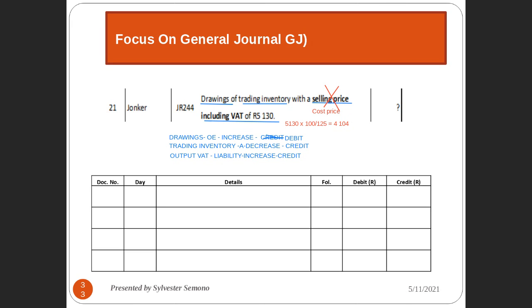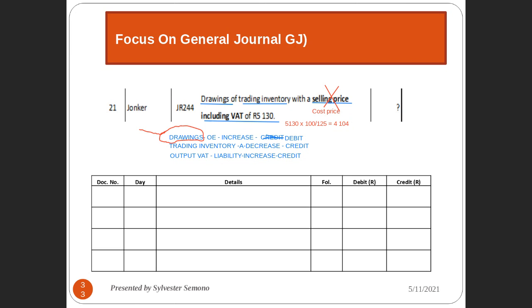I hope everyone is following. Now, let's come back here. I'm going to ask you a question. Guys, which one out of these three accounts, the drawings, trading inventory, and VAT output, do you think is the main account? Which one is the biggest of them all? Damien said, thank you, I agree with you. Drawings is the main account.